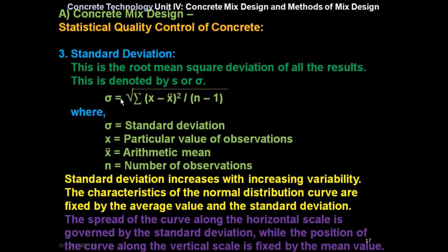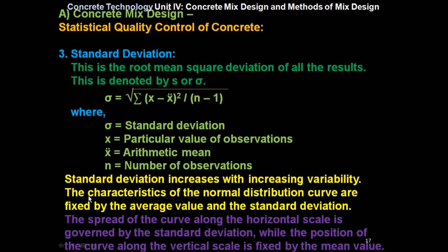Sigma is equal to under root summation (x minus x bar) square upon (n minus 1), where sigma is equal to standard deviation, x is equal to particular value of observations, x bar is equal to arithmetic mean, and n is equal to number of observations. Standard deviation increases with increasing variability.